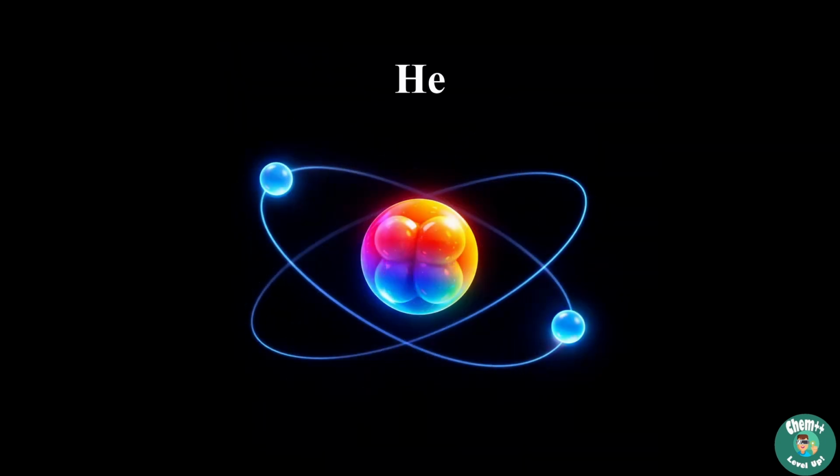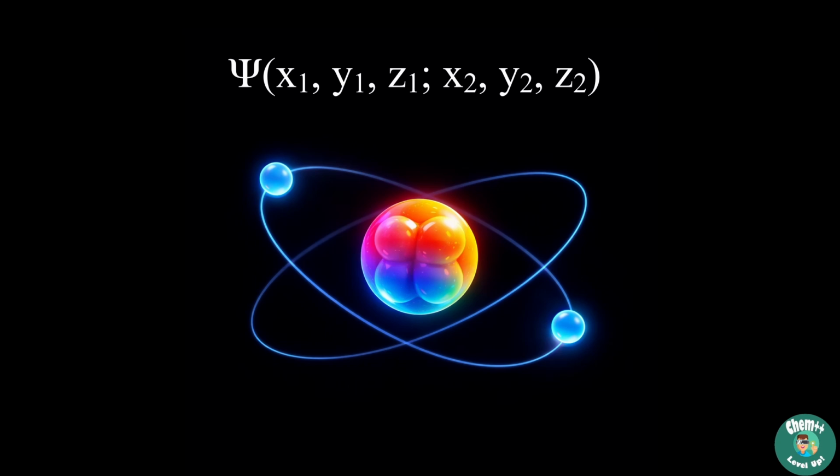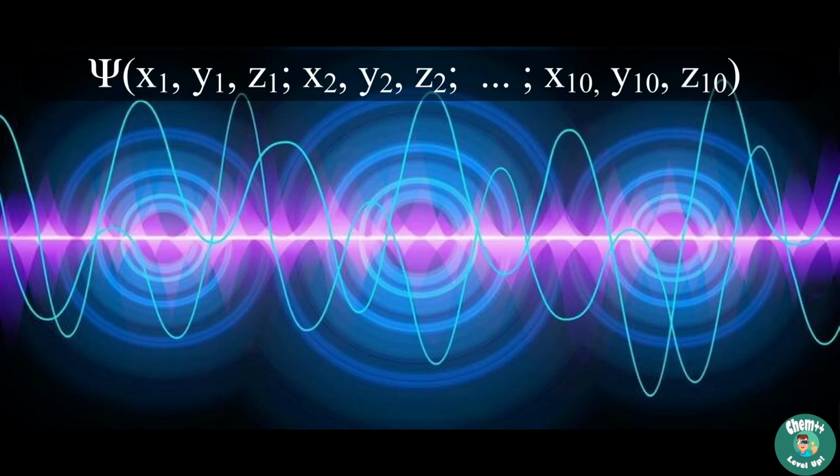Consider helium. Now the wave function must describe two electrons simultaneously. Psi of x1, y1, z1, x2, y2, z2. This is called a many-electron wave function. In principle, this function contains everything we could know about the atom. But there's a problem. Even for just two electrons, the wave function already depends on 6 spatial variables. For 10 electrons, 30 variables. For 20 electrons, 60 variables.